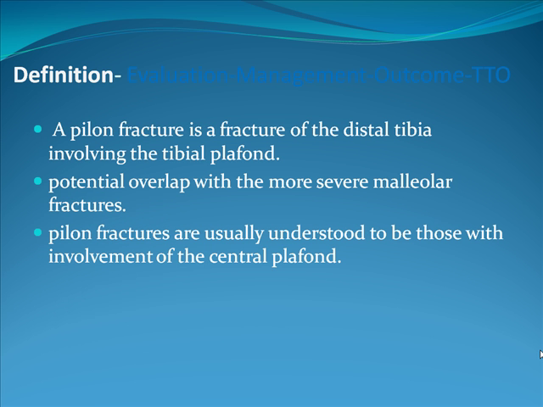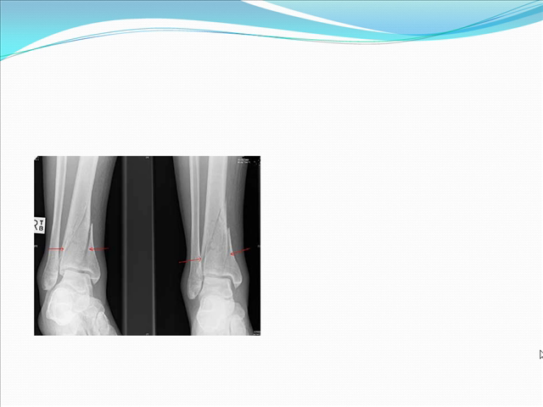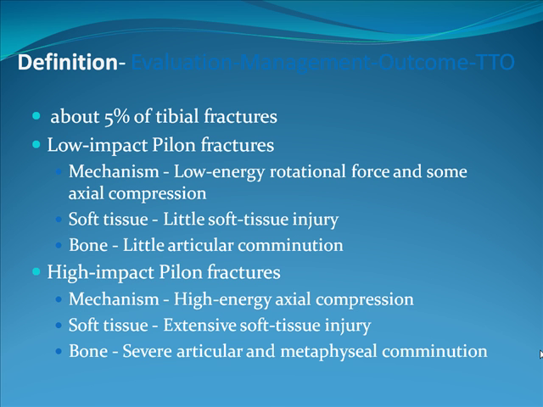What is a Pilon fracture? A Pilon fracture is a fracture of the distal tibia involving the tibial plafond. But there's potential overlap with more severe malleolar fracture. Pilon fractures are usually understood to be those with involvement of the central plafond. This is a typical pilon fracture. About 5% of tibial fractures fall in this group.